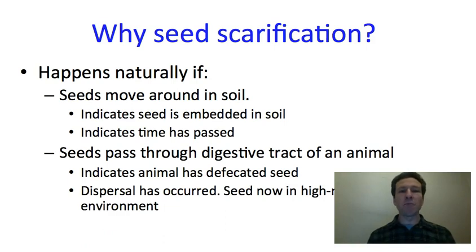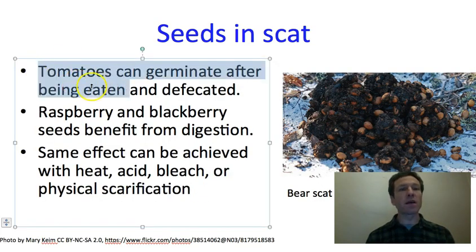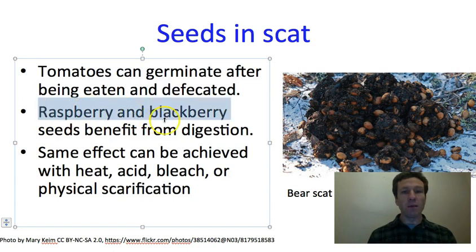It turns out that many seeds, especially those that occur in fleshy fruits that are adapted for being eaten by animals, actually benefit and will germinate at a higher rate if they pass through the digestive system of an animal. So for example, tomatoes can germinate after being eaten and defecated. They will also germinate without this treatment, so it's not necessary. Raspberries and blackberries both also benefit from digestion.